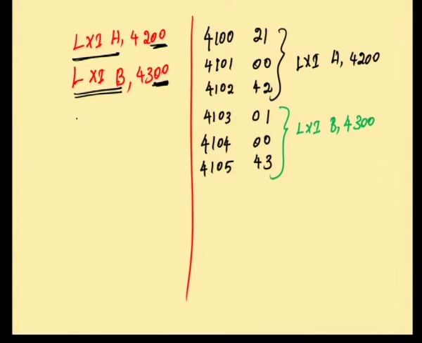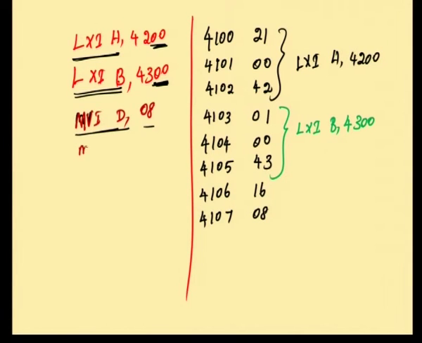Now, I have to initialize the counter with MVI D, 08. This is a 2 byte instruction, this is opcode, this is operand. So, at 4106, the opcode for MVI D is 16. The next address 4107 will hold the value 08. The next instruction is MOV A, M. For MOV A, M, the opcode is entered at 4108, the value is 7E.